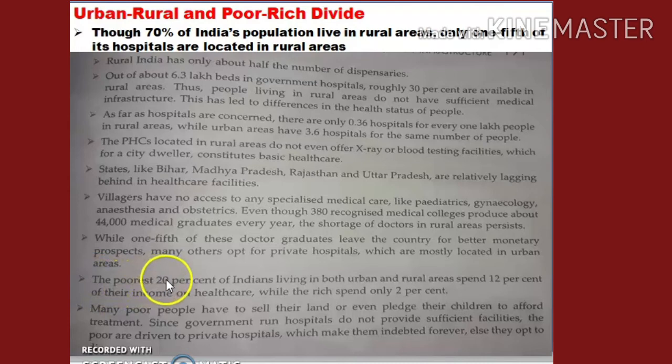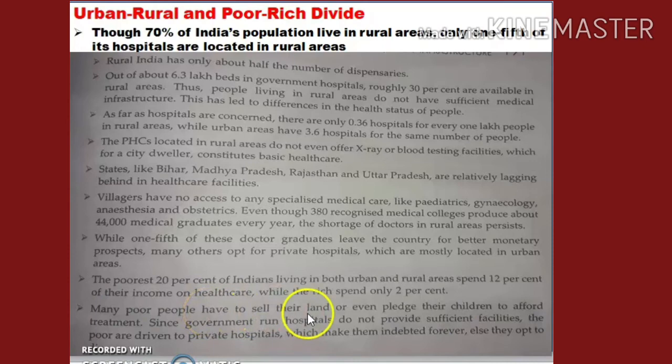So the poorest 20% of Indians, living in both urban and rural areas, spend 12% of their income on healthcare, while the rich spend only 2%. That is, the poorest who are living in rural areas have to pay more because they are poor and they have to travel long distances for medical facilities. So as a result, 12% of their livelihood has to be spent on health care.